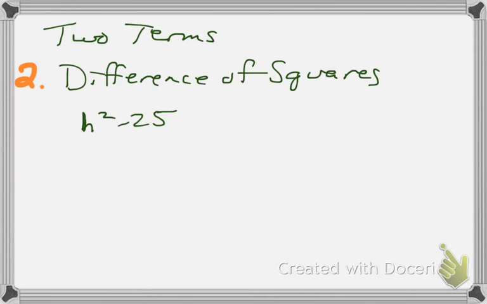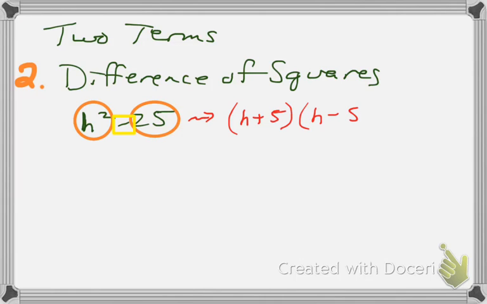To factor this using the difference of two squares, what we simply do is take the square root of each one and write it twice with a plus and a minus in the middle. So h squared minus 25 becomes h plus 5, h minus 5.